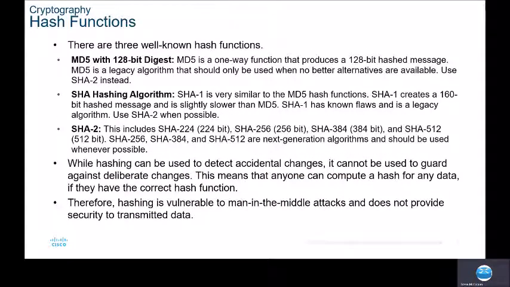Okay, so when it comes to hashing functions, the three major ones are MD5, SHA, and SHA-2. MD5 is a 128-bit digest. So it's a one-way function that produces a 128-bit hash message. MD5 is a legacy algorithm that should only be used when no better alternatives are available. SHA is very similar to MD5 hash functions. It creates a 160-bit hashed message and is slightly slower than MD5, but version 1 had some flaws and is deemed to be legacy as well.